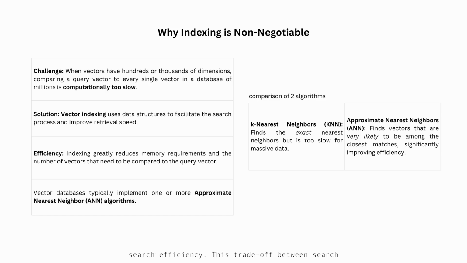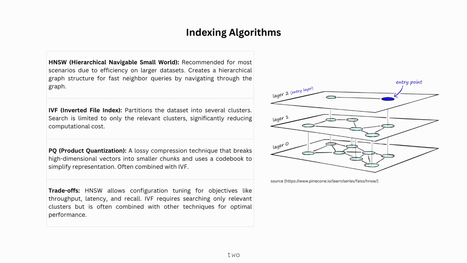This trade-off between search accuracy and computational efficiency is crucial for the ultra-fast performance vector databases deliver in real-world scenarios. Let's look at two specific algorithms that are key to vector indexing: HNSW and IVF. HNSW, or Hierarchical Navigable Small World, is one of the top performers in recent benchmarks and is widely recommended.